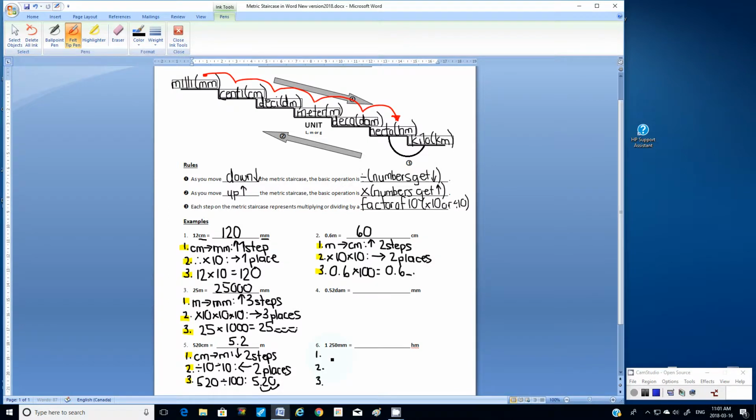Okay, so let's show our work. So when we go from millimeters to hectometers, we moved down the staircase 5 steps. All right, so what does that mean in terms of calculations? Well, when we move down the metric staircase, the basic operation is division. So for every step that we moved, we have to divide by 10. So we're going to divide by 10, divide by 10, divide by 10, divide by 10, and divide by 10.